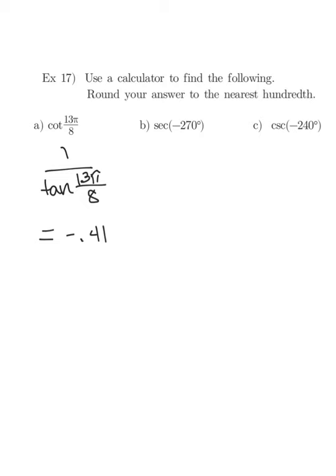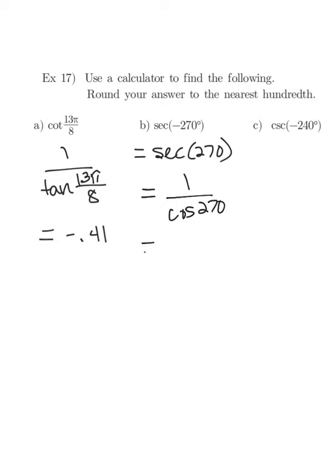For B, we want to do the secant of negative 270. We're going to use the even-odd idea first and recognize that because secant is even, this is the same as having the secant of positive 270. When it's even, you can just drop the negative sign. Now we want to use the idea that we know that secant is the reciprocal of cosine. So calculator-wise, we would have to do 1 over the cosine of 270.